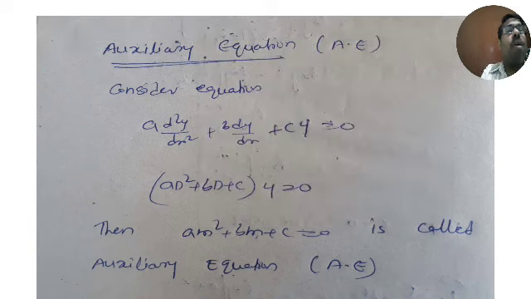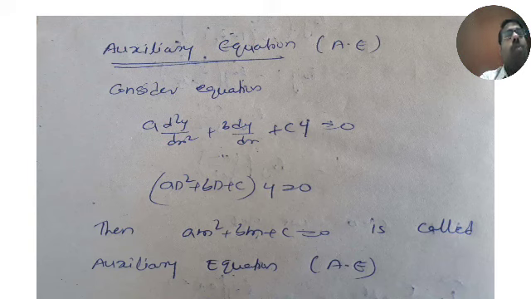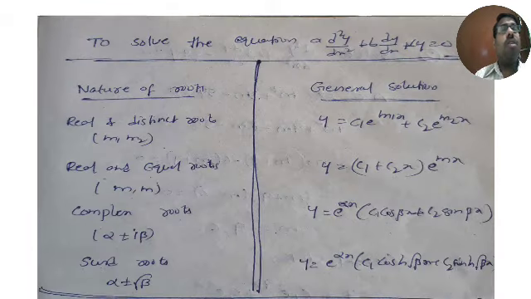Now that is an important slide that we are going to move to. So what are the roots and then what is the solution? This is an important slide of the class. To solve the equation a d square y by dx square plus b into dy by dx plus c of y is equal to 0, that is homogeneous second order linear constant coefficients.